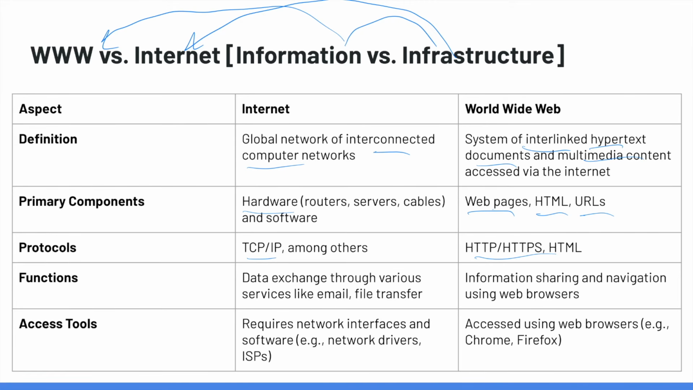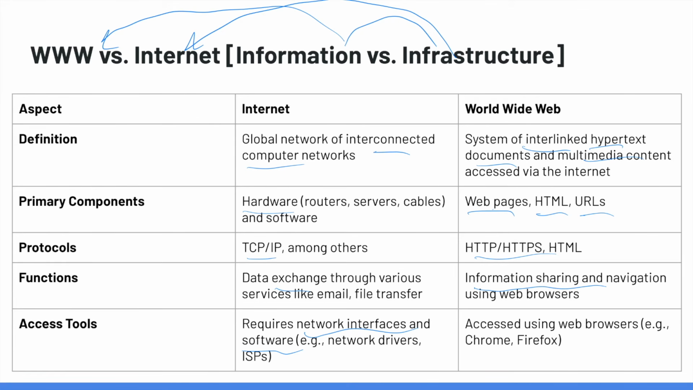So I think the functions are pretty clear. For the internet, we're mainly exchanging data, and in the World Wide Web, this is more about presenting content. And the way we access the internet is through network interfaces and software, and basically by things like modems and devices like routers that we would use to access the internet, really using more hardware to access the internet itself.